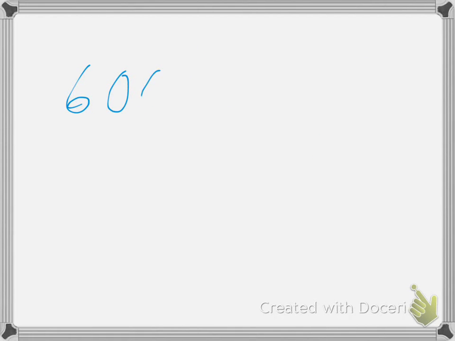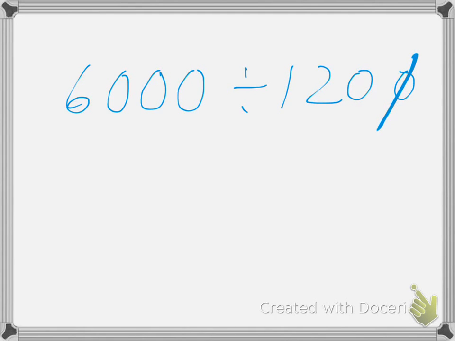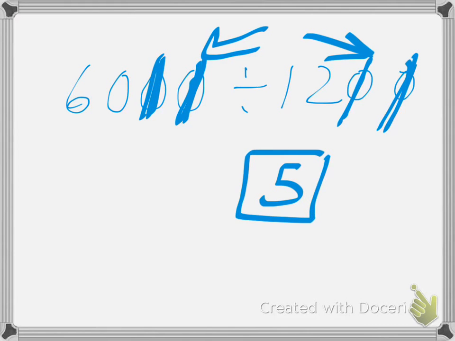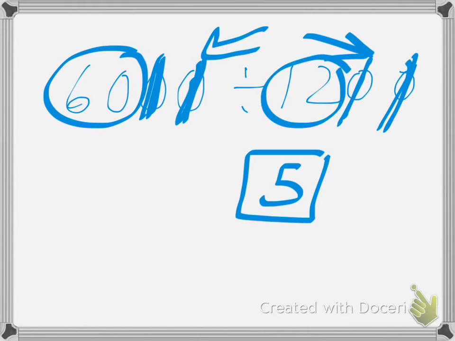So if I did 6,000 divided by 1,200, I could simply go through, cancel the zeros. I have to do the same amount. So if I do 2 here, I have to do 2 over here. So now I have 60 divided by 12, which in this case would also be 5. So we're trying to just make it into a simpler problem.